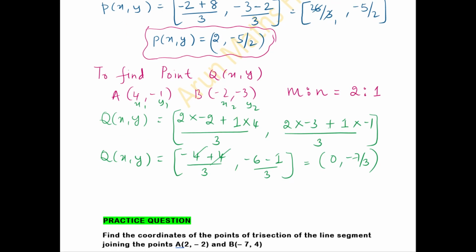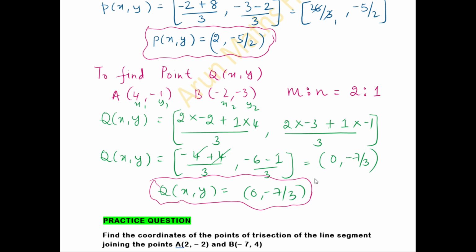Therefore the point Q of x comma y equals 0 comma minus 7 by 3. Therefore the point Q is 0 comma minus 7 by 3. Therefore the points of trisection are P of x comma y equals 2 comma minus 5 by 2 and Q of x comma y equals 0 comma minus 7 by 3.